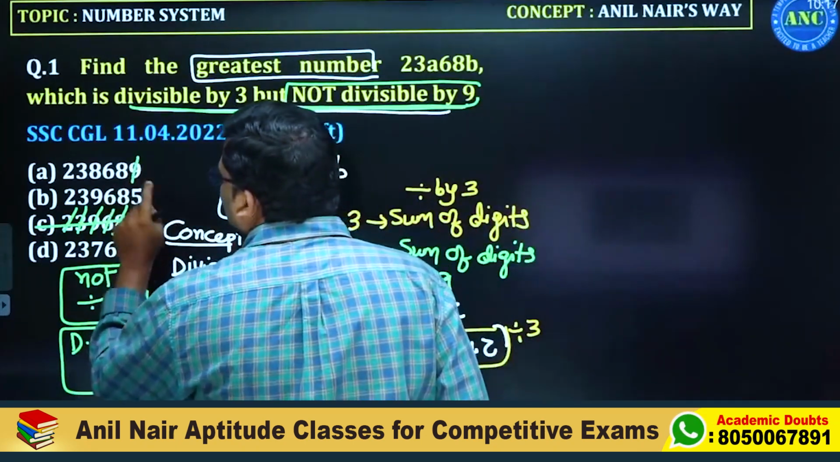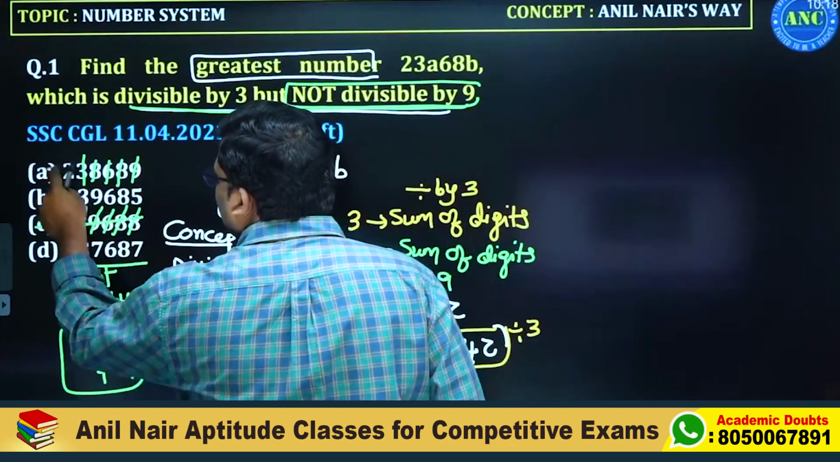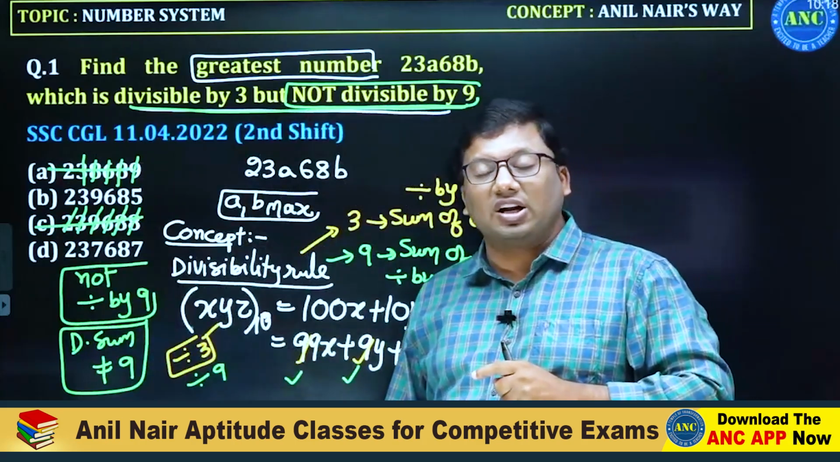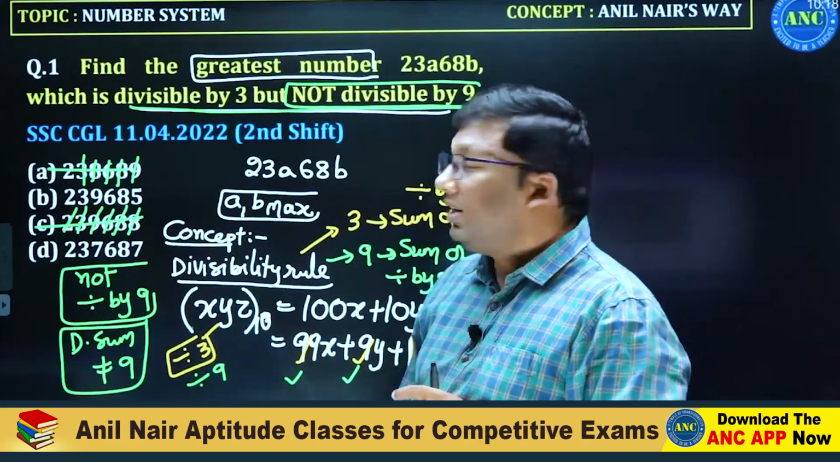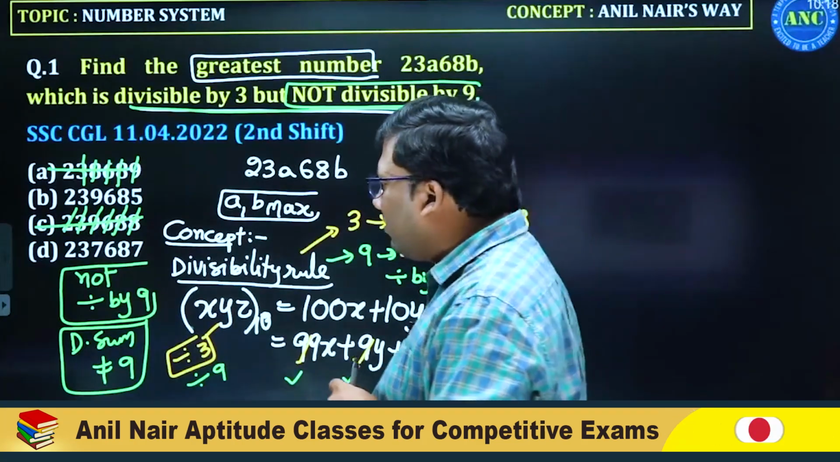Here I see 9 getting cancelled. Here 6 plus 3, 9. 8 plus 8 plus 2, it is also 18. That means the first option and third option are both divisible by 9. The answer should not be divisible by 9.